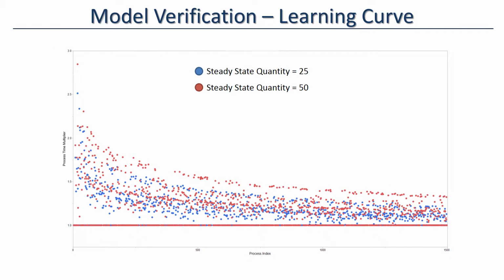Furthermore, if we change our steady-state production quantity assumption and make it larger, we get less learning, so it takes longer to move down the learning curve.